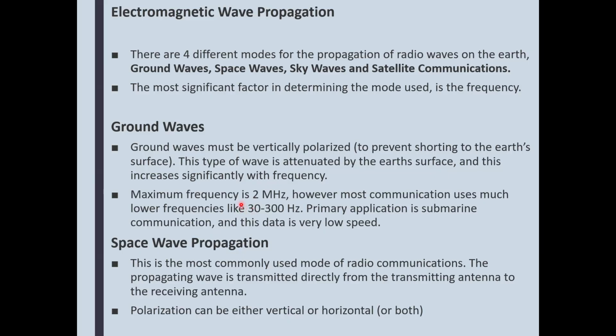The maximum frequency for the ground wave is 2 megahertz. However, most communication uses lower frequencies like 30 to 300 hertz. Primary applications: submarine communications. And obviously because of the limitation on the frequency, it's a slow speed transmission. But sometimes that's the only thing you can use.